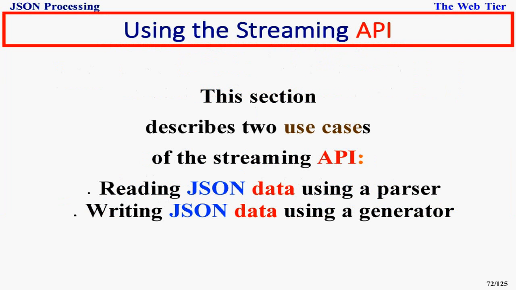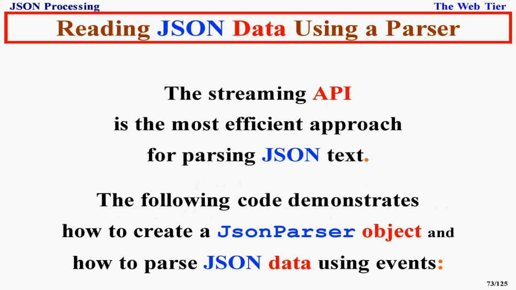Using the streaming API. This section describes two use cases of the streaming API: reading JSON data using a parser, and writing JSON data using a generator. Reading JSON data using a parser. The streaming API is the most efficient approach for parsing JSON text. The following code demonstrates how to create a JsonParser object and how to parse JSON data using events.